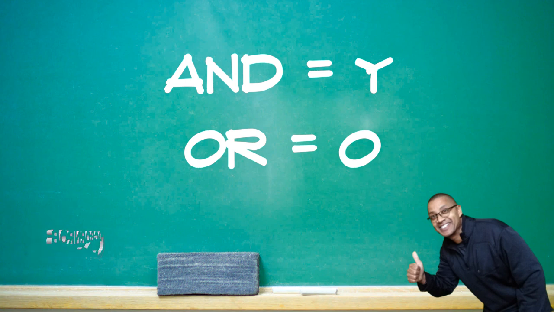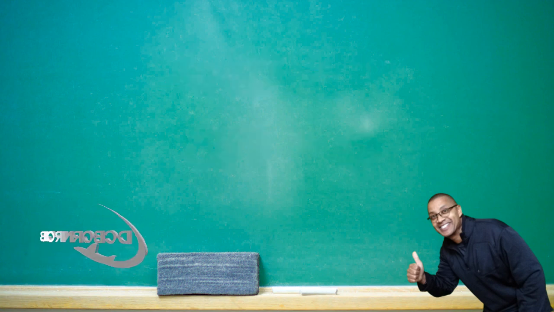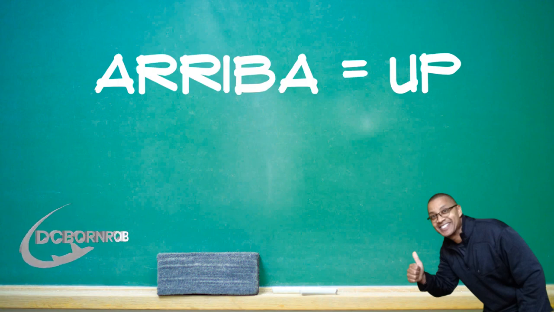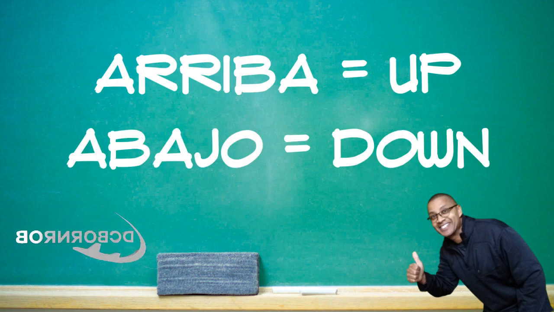I'm going to start with up and down. That would be arriba, up, abajo, which is down. Arriba, up, abajo, down. So up and down would be arriba y abajo. Hope this makes sense. I'm not going to do the and the or, but I wanted you to know that up front.